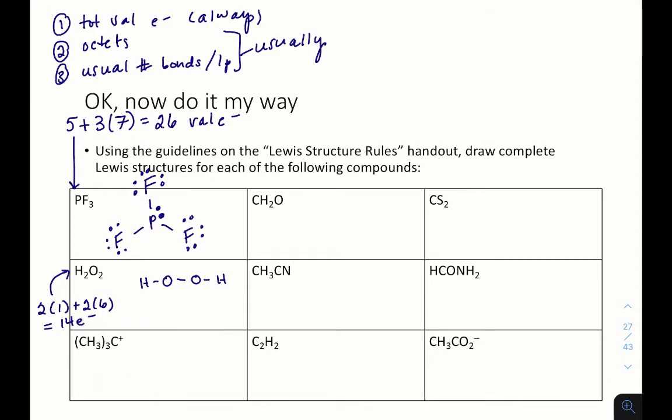Now we need to fill the octets of terminal atoms. Of course, the terminal atoms are hydrogen. They do not get an octet, they get a duet. So we need to add the remaining electrons, which would be how many? Well, there's 2, 4, 6. We're supposed to have 14. So there are 8 additional electrons. We need to add them to the oxygens, and we're going to add 4 to each oxygen. So at this point, there are 14 total electrons in the structure. Both oxygens have octets and hydrogen has its duet.